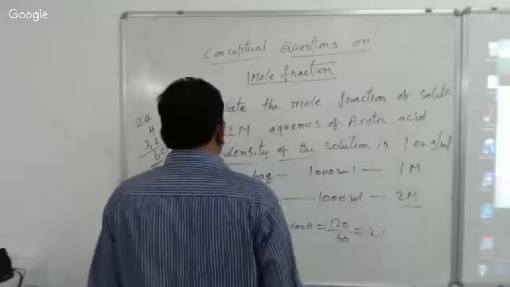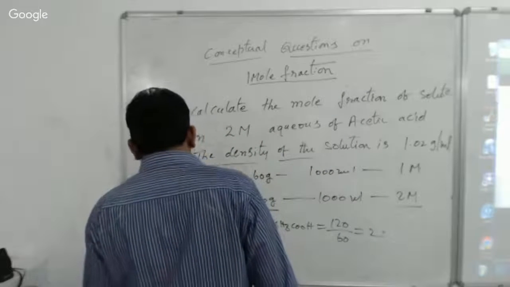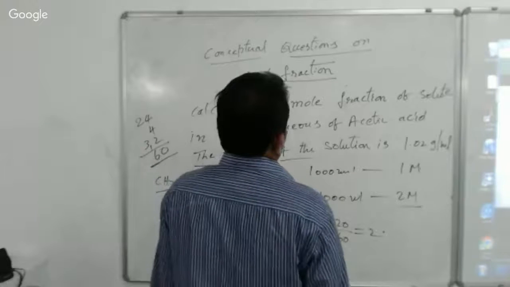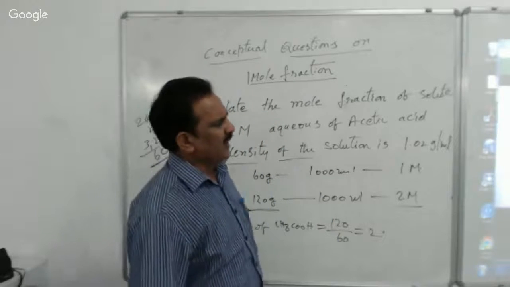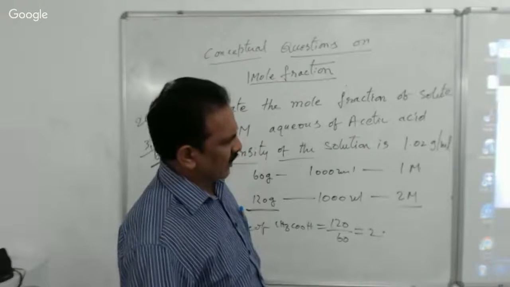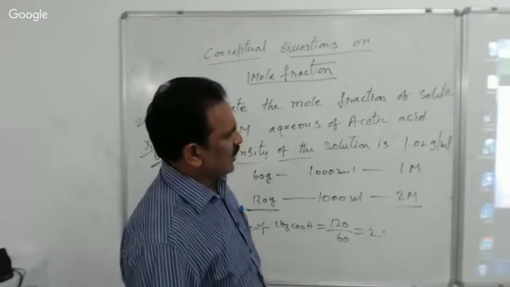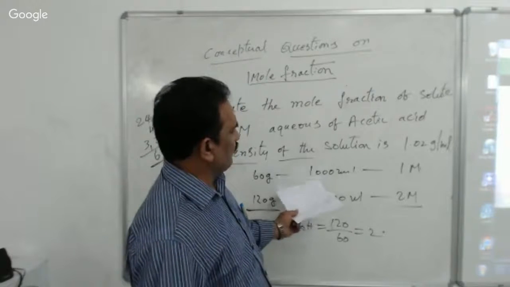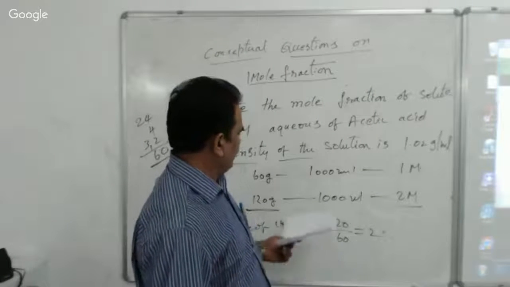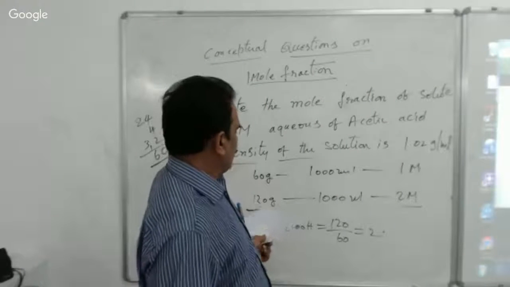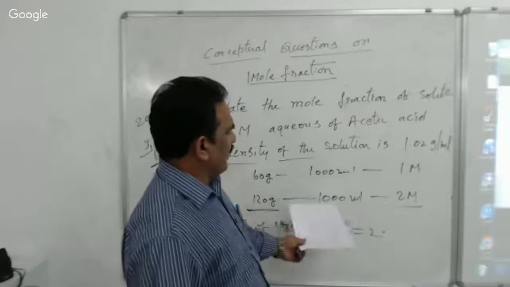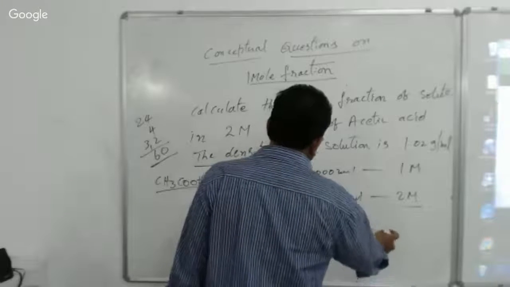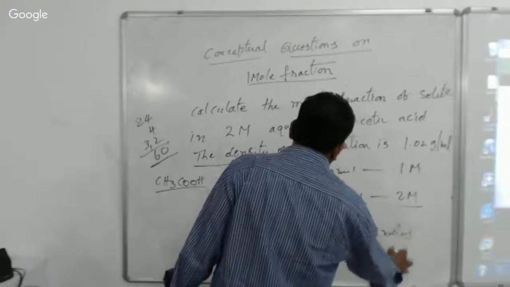Sir, won't that be 2000 ml? Sorry? Won't 120 grams be in 1000 ml? See, what is a molar solution? If 1 mole of solute is present in 1000 ml, that is 1 liter, it is a 1 molar solution. 1 mole of acetic acid is 60 grams. So 60 grams in 1000 ml is a 1 molar solution. If it is a 2 molar solution, the amount should be double, 120 grams. So the number of moles of acetic acid is 120 by 60, which is 2 moles.